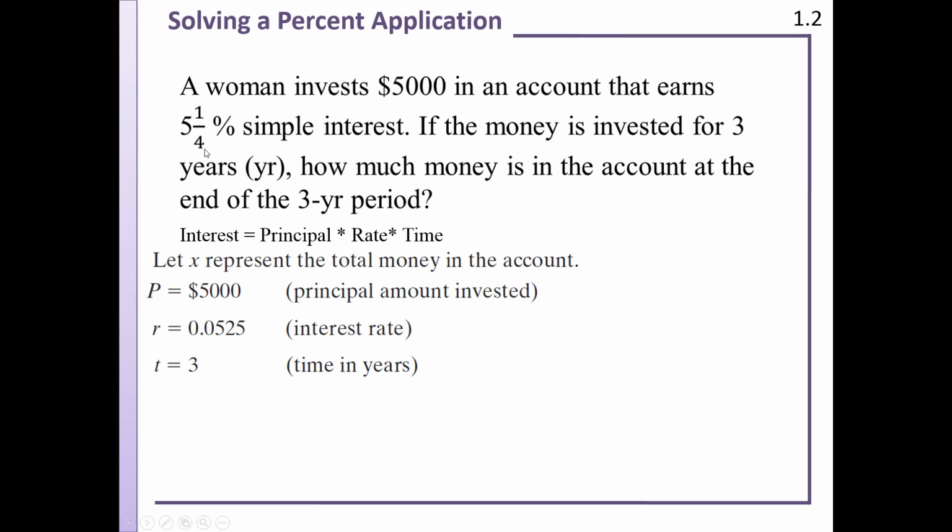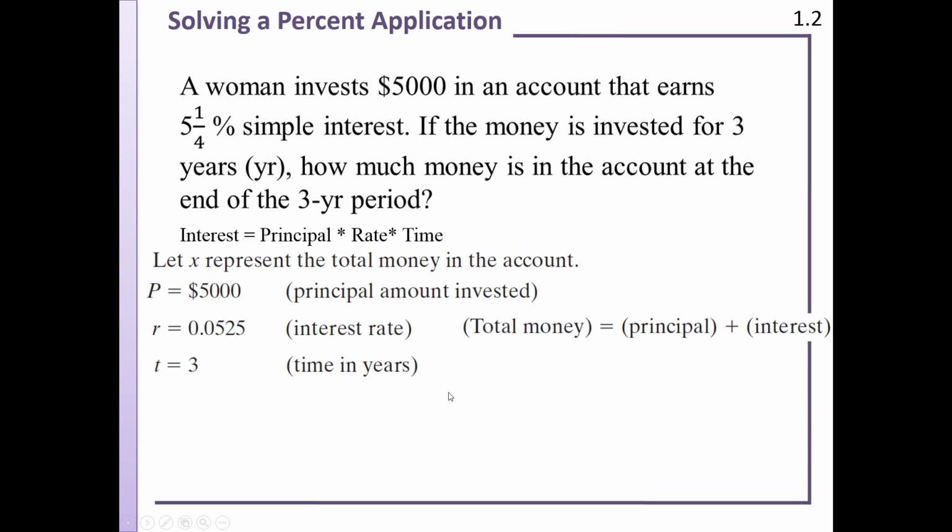Well, 5 1/4, a quarter is 0.25. So this number is 5.25%. You need to convert the percent into a decimal. So 5.25%, if you divide by 100, you move the decimal point over 2 places to the left, and here's the rate, 0.0525. Time is 3 years, so t is equal to 3, because in this equation, time represents the time in years. So now we have everything all together.